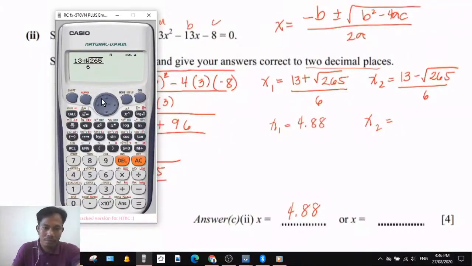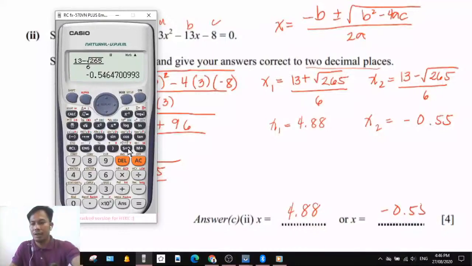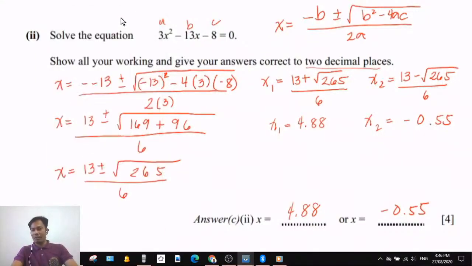Okay, it should be minus. Okay, I'll have negative 0.55. So negative 0.55. The delay is already not there, but it's a little bit blurred.